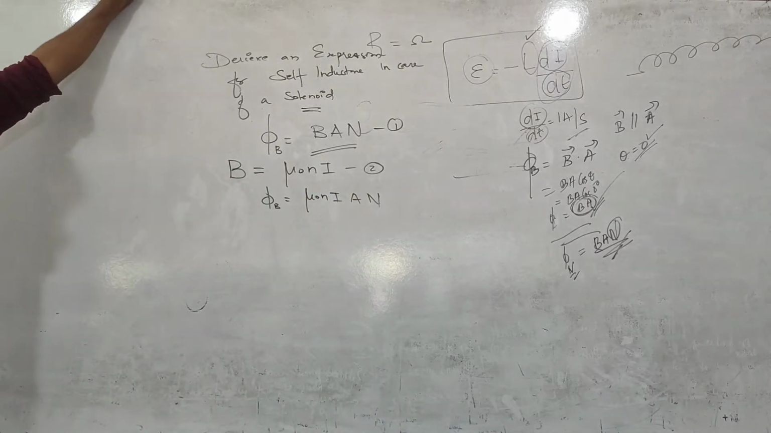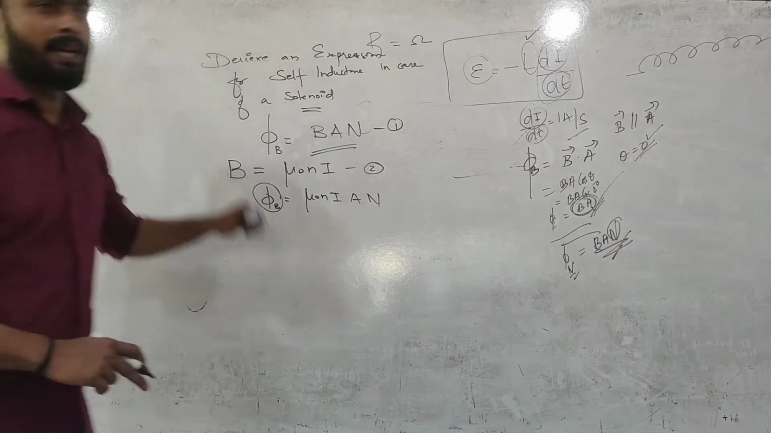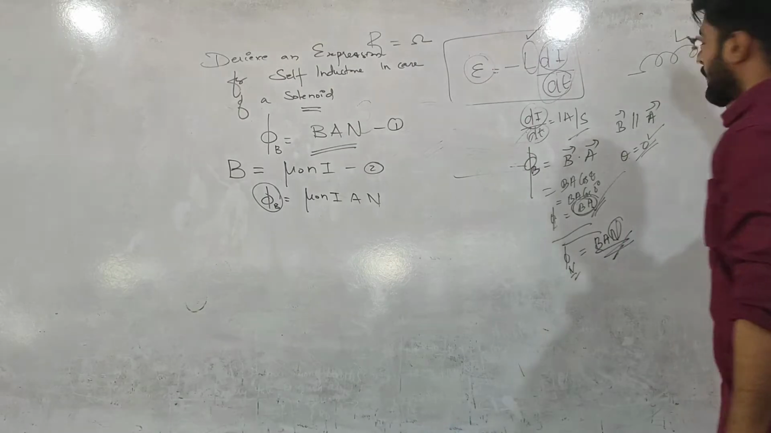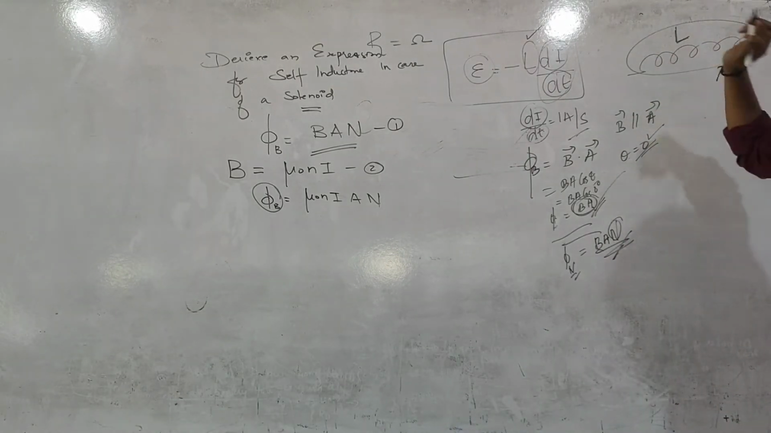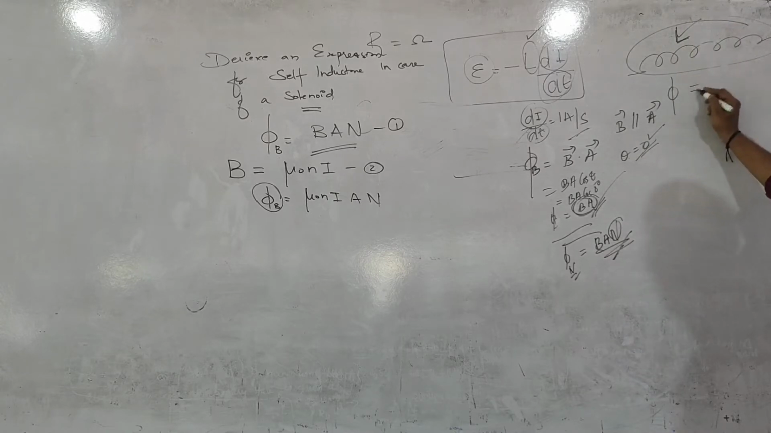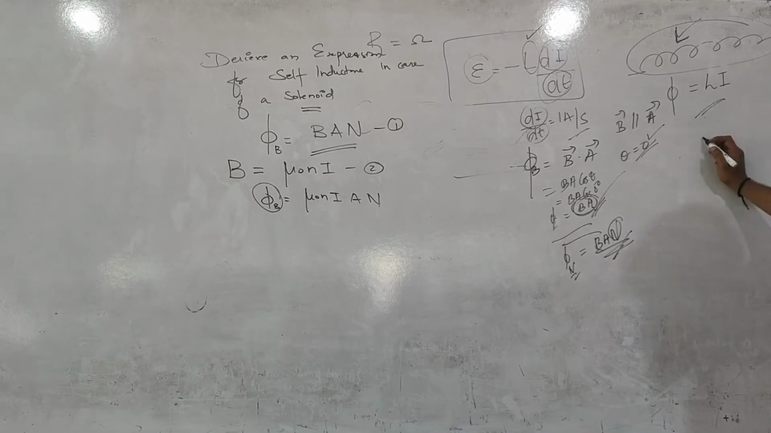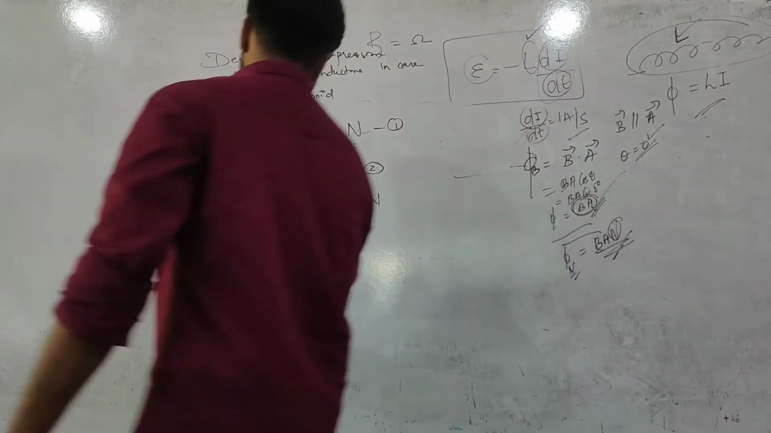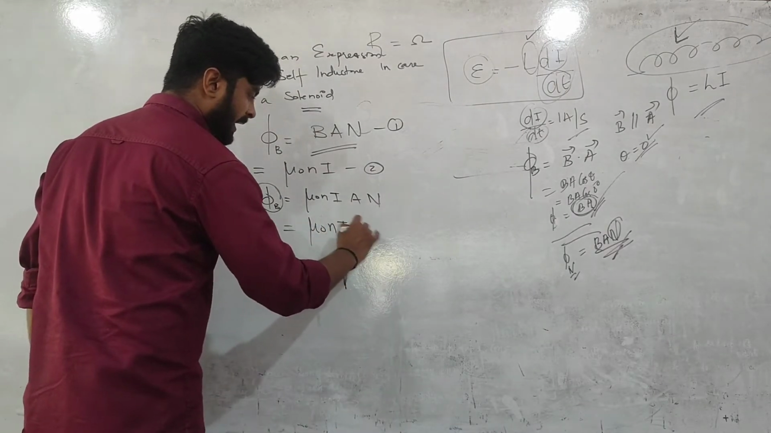Right? Now what about magnetic flux? In case of solenoid, we know that there is self-induction. Right? Self-inductance L in case of solenoid, because this is an inductor. This is a single coil. It has inductance. What was phi in case of self-induction? It was L I. So substituting phi is equal to L I, we have L I is equal to mu 0 n I A N.